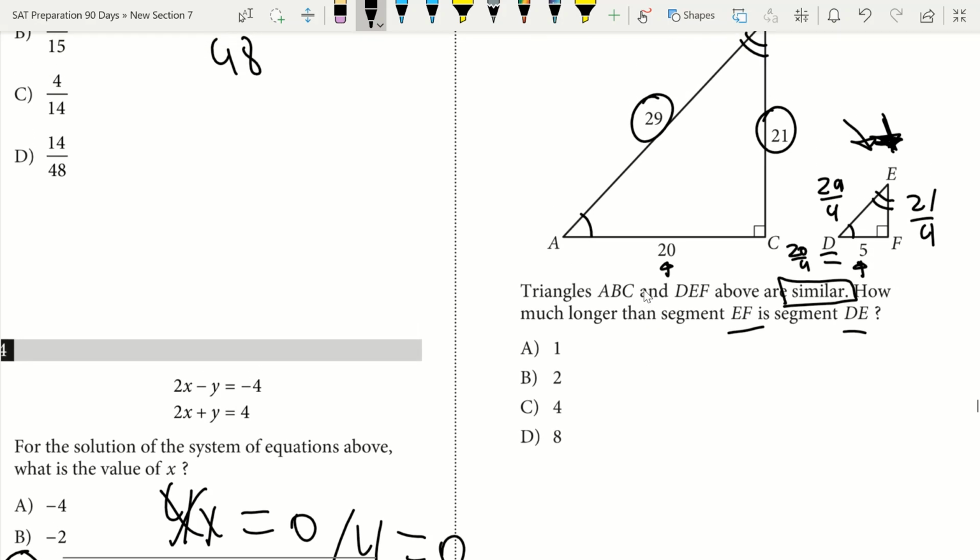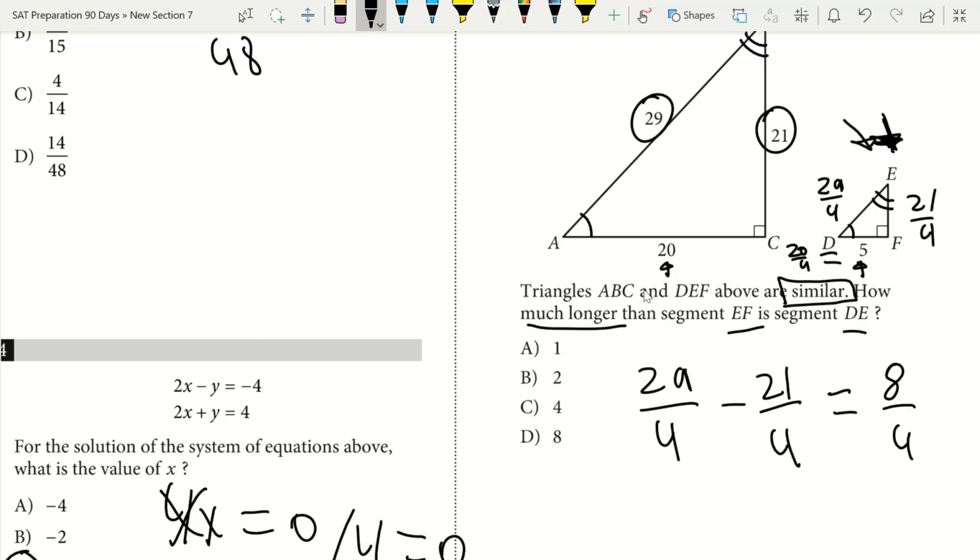Okay, so I need how much longer EF is than DE. This is just asking for the difference. Keep that in mind: when we're asked how much longer one segment is than the other, we just need the difference. So that's going to be 29 over 4 minus 21 over 4. Since we have a common denominator, we just go ahead and subtract. 29 minus 21 gives me 8. 8 over 4 gives me 2. So my answer there is going to be B.